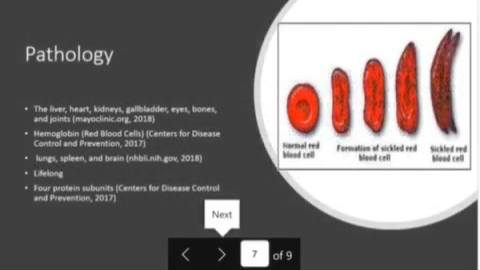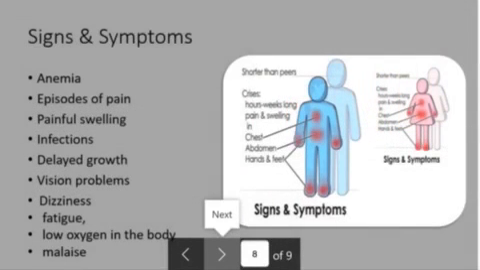This disease affects the liver, heart, kidneys, gallbladder, eyes, bones, and joints, the lungs, spleen, and also brain. And this disease can last lifelong. Signs and symptoms: anemia, episodes of pain, painful swelling, infections, delayed growth, vision problems, dizziness, fatigue, low oxygen in the body, and malaise.